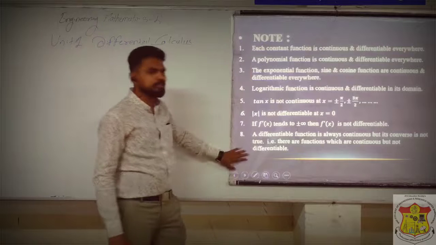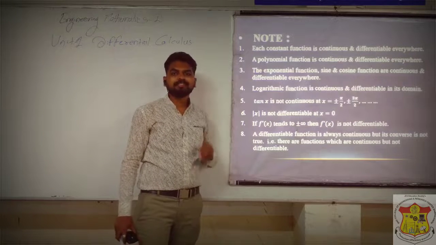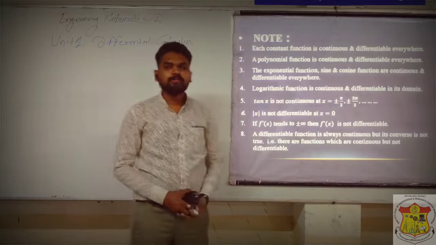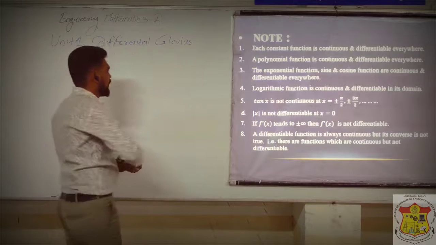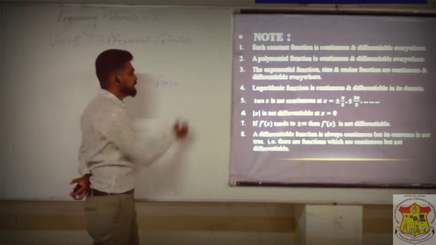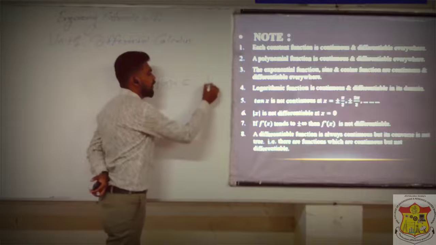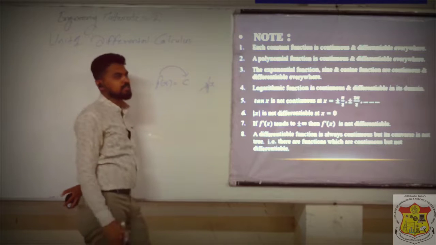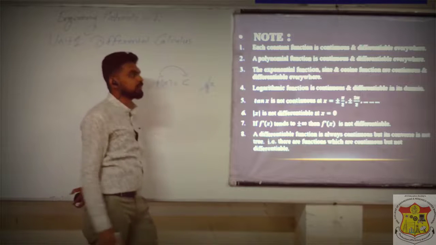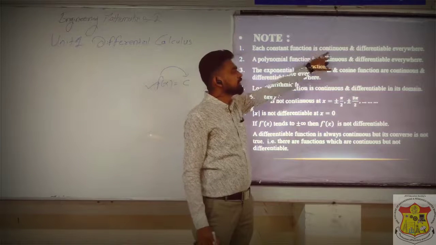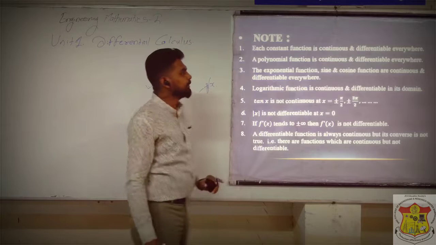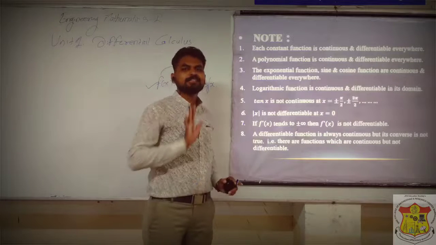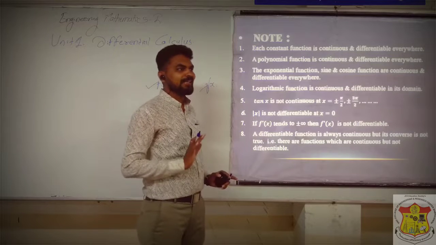Here some points are mentioned that are very useful to solve examples on Rolle's theorem. The first point is the constant function. You know that for a constant function, we define f of x equal to c for all values of x. Whatever the value of x, the function value is c. Such a function is said to be a constant function. So the first point is that a constant function is always continuous and differentiable everywhere. So whenever we are given a constant function, we directly say that the function is continuous and differentiable on that interval.